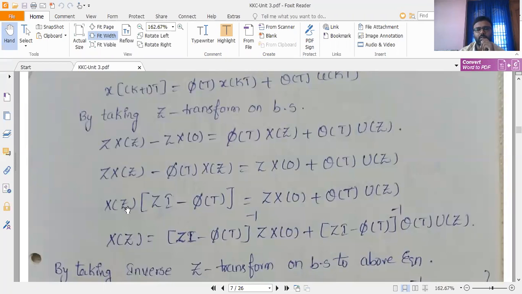Taking X(z) as a common factor, we are getting (zI minus φ(T))X(z) is equal to zX(0) plus θ(T)U(z). Just taking this value to this side, we are going to get X(z) is equal to (zI minus φ(T)) inverse into zX(0) plus (zI minus φ(T)) inverse into θ(T)U(z).